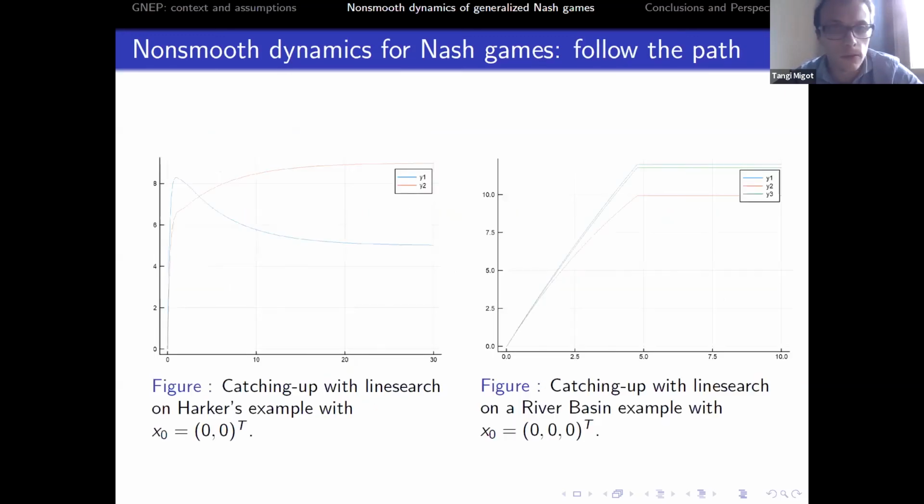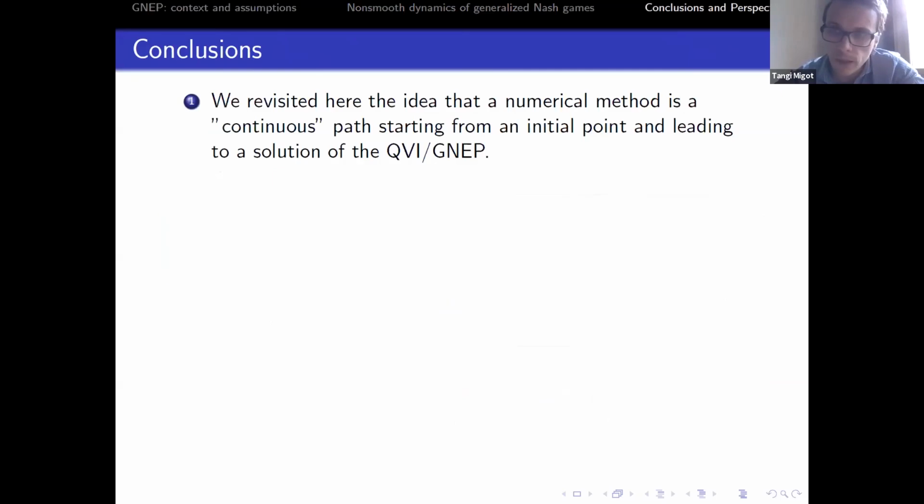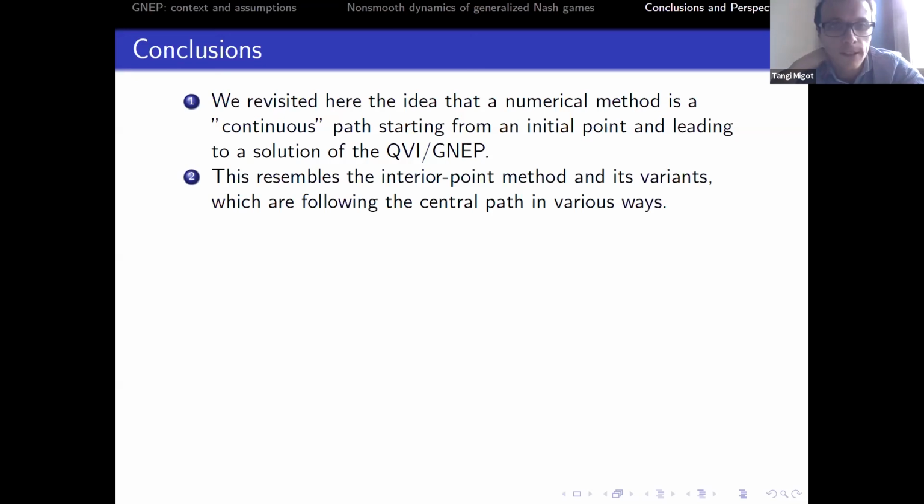Maybe I will just skip to the conclusion. I've been very quick, but I wanted to share this idea and revisit the idea that a numerical method is a path starting from an initial point and leading to the solution of the QVI or GNEP. Because the path is continuous and has some properties, we can follow it closely. This resembles what we say about interior point methods and all its variants, which are all just following the central path. So that's revisiting the same idea.